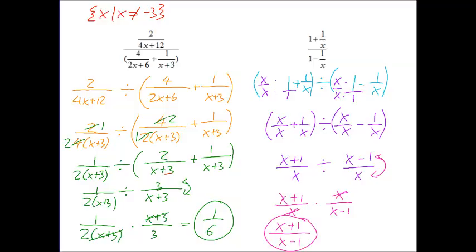Excellent work, you guys. And before we leave here, let's look at our domain restrictions. From the denominators of both fractions, before we flipped it, x cannot be equal to 0. But from the numerator of the fraction that got flipped, x can also not be equal to positive 1. And those are our domain restrictions.